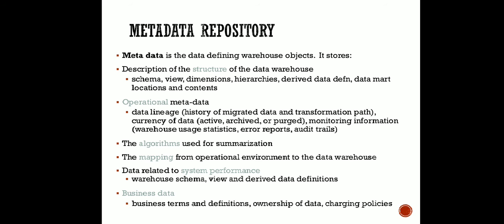Then what are the operational metadata? This is the history of the migrated data and transformation path. Then currency of the data. Currency of the data means whether this portion is active; since we are talking of operational, there can be some active part, some archived part, some purged part. And monitoring information means warehouse usage statistics, error reports, audit trails. So these again get stored in the metadata repository.